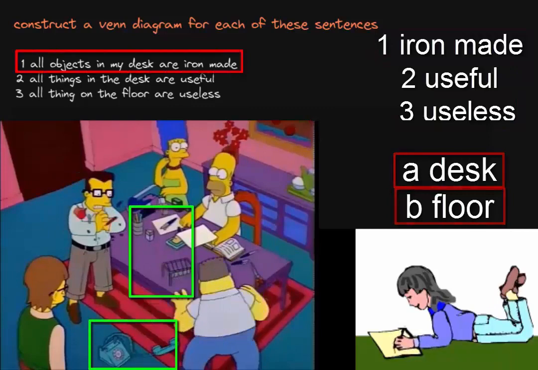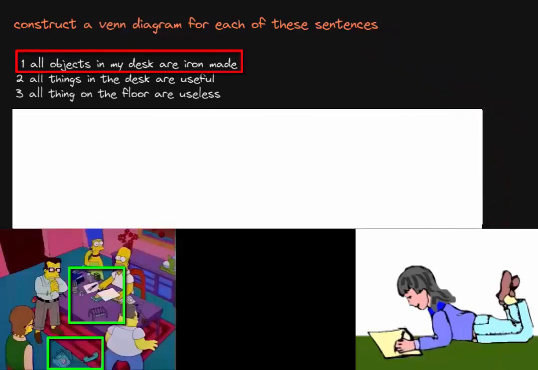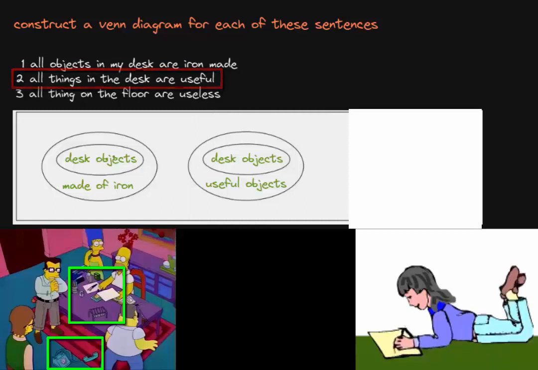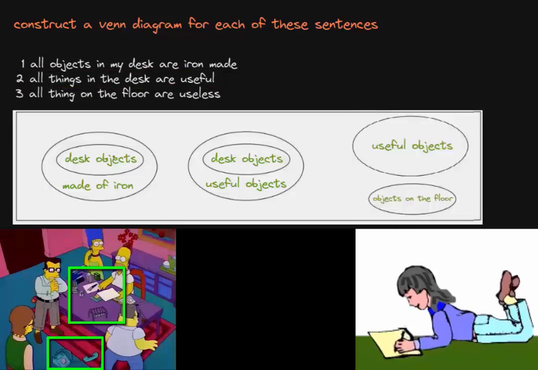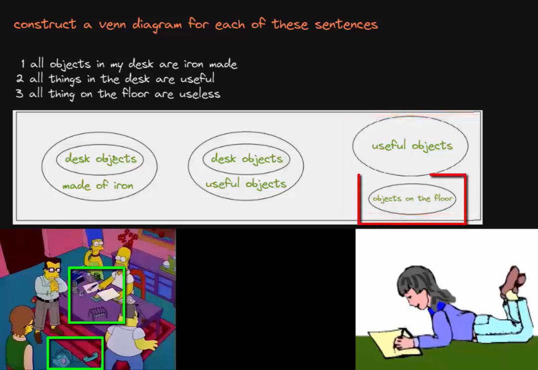All the objects on my desk are a subset of a big group of iron-made objects. All things on the desk are included in a big group of useful things. And let's say that the things on the floor are not part of the useful group. It would be valid to include a group of useless things, but always keep the context in mind. We leave it outside because we are already using the useful group.